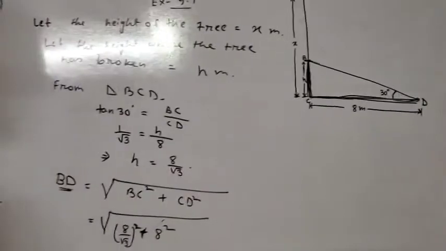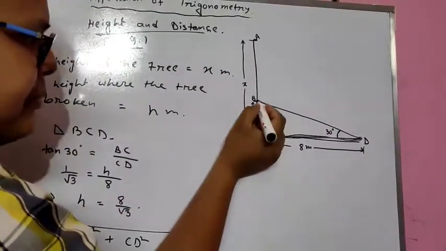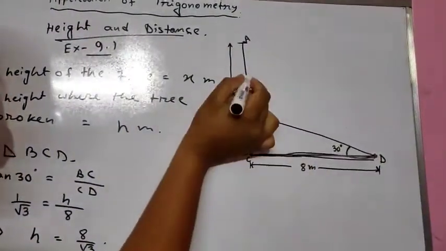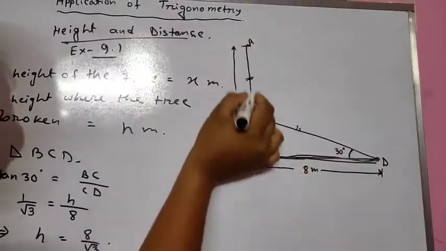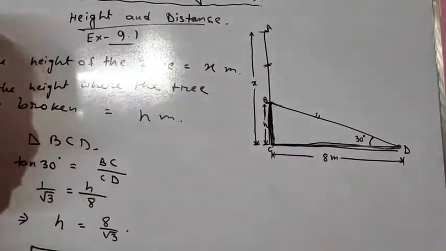Now the original height of the tree, that is AC, is nothing but BC plus BD, because the AB and BD portions are equal, as this is the portion of the tree which is bent after breaking by the storm.